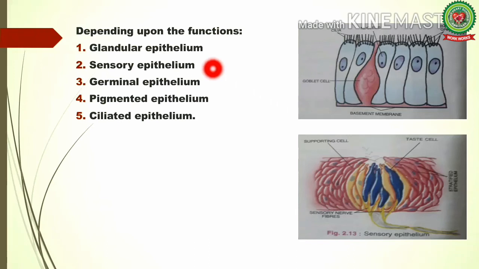Depending upon the functions performed by simple epithelial tissue, it is further classified into 5 types. Glandular epithelium. It is secretory in nature and is found in glands. Sensory epithelium. It is capable of perceiving stimuli. It is found in all sensory organs. Germinal epithelium. It produces gametes and is found lining the gonads. Next is pigmented epithelium. It contains colored pigments and is found in the outer layer of the retina of the eye. Ciliated epithelium. It causes movements by beating of cilia. It is found lining the trachea, ureters, etc.